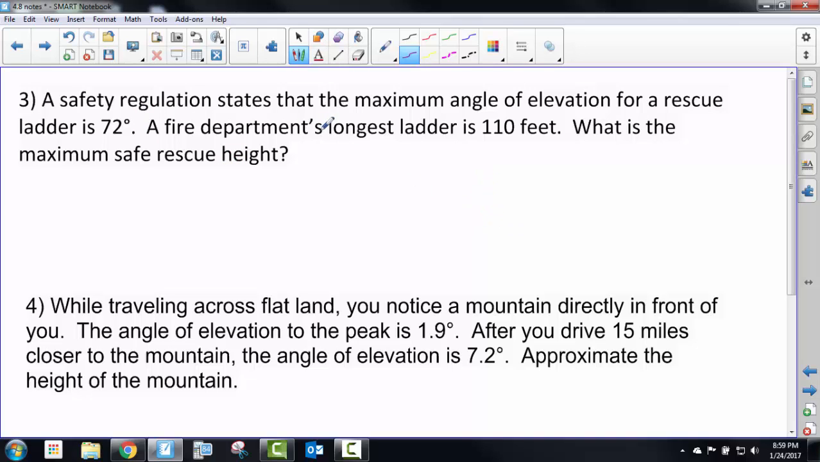A safety regulation states that the maximum angle of elevation for a rescue ladder is 72 degrees. A fire department's longest ladder is 110 feet. What is the maximum rescue safety height?